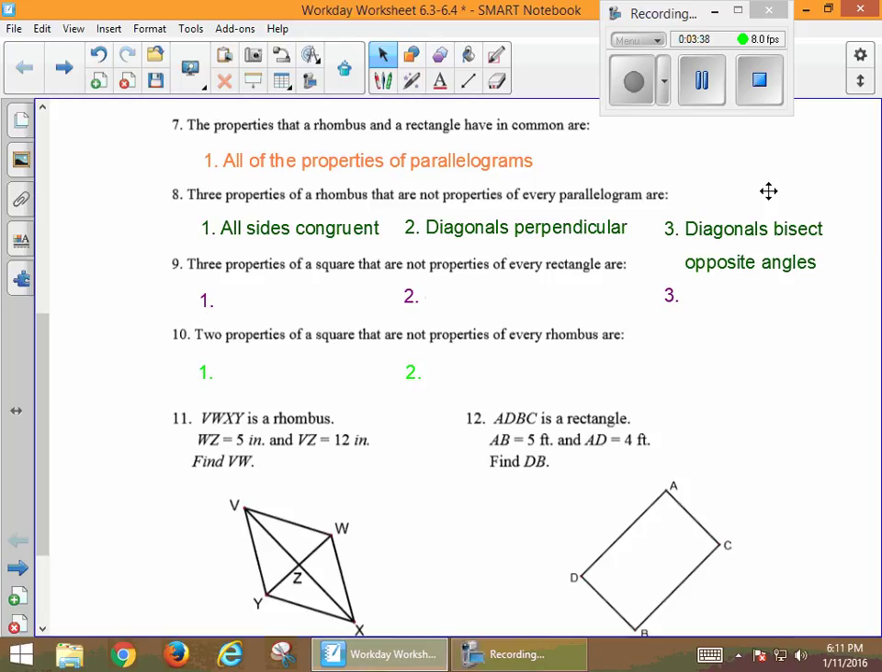Question number 9 says 3 properties of a square that are not properties of every rectangle. So we know that all rectangles have 4 90-degree angles, but what makes a square different than a rectangle? All 4 sides are congruent. The diagonals are perpendicular. Remember, a square is also a type of rhombus. And number 3, diagonals bisect opposite angles. Again, all squares are both rectangles and rhombi.